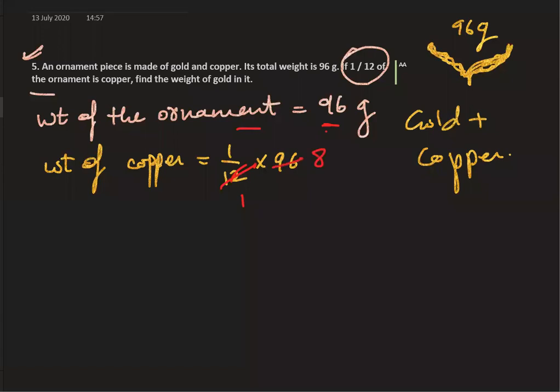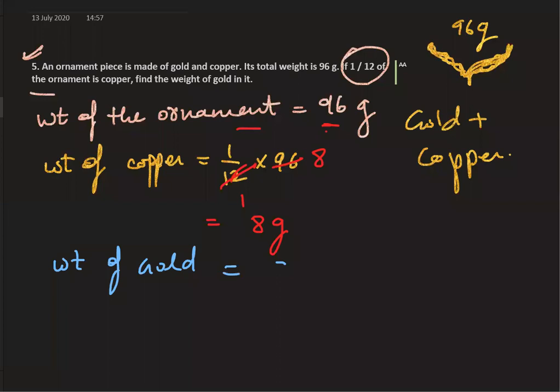8s are 96. So 8 gram copper is present in the ornament. 8 gram copper. So what is the weight of gold now? Can you find the weight of gold?